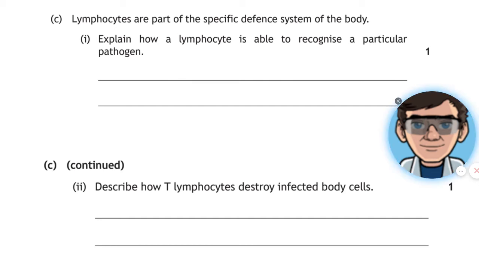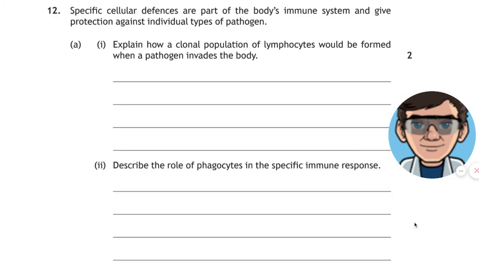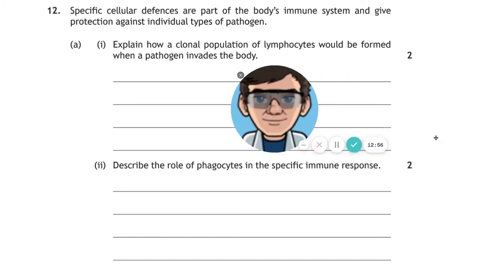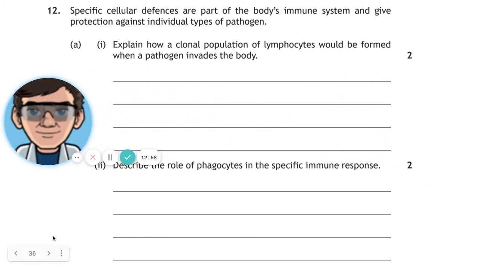Now that's a full answer. That's only one mark, so I could probably say that T lymphocytes induce apoptosis in infected cells. But you never know with a marking scheme, so why not just give the full answer and show that you know it to the marker. Okay, again, pause this. Try and answer the question. It's 2 marks for each, and then I'll reveal the answers in a second.